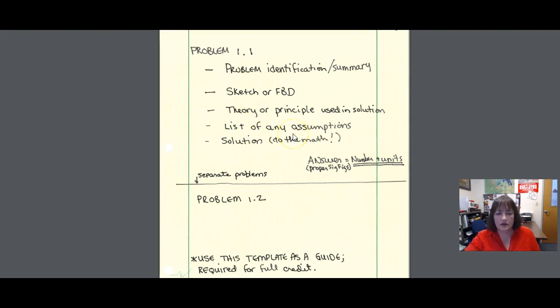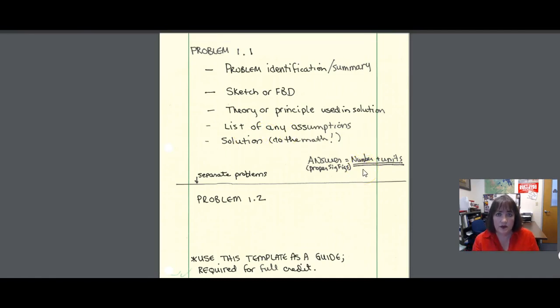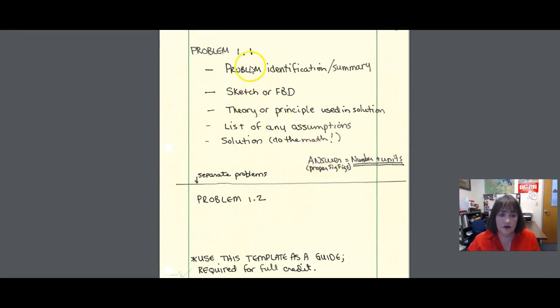Then you list any assumptions. Are you assuming that there's no friction? Are you assuming that it's weightless? Are you assuming that, I don't know, gravity, air resistance is not a factor, and so forth? And then the solution. Now, most people like to start at the solution, but you notice there are 1, 2, 3, 4 steps before. So please don't just start doing the math. Do the setup and explain the problem before you get going.